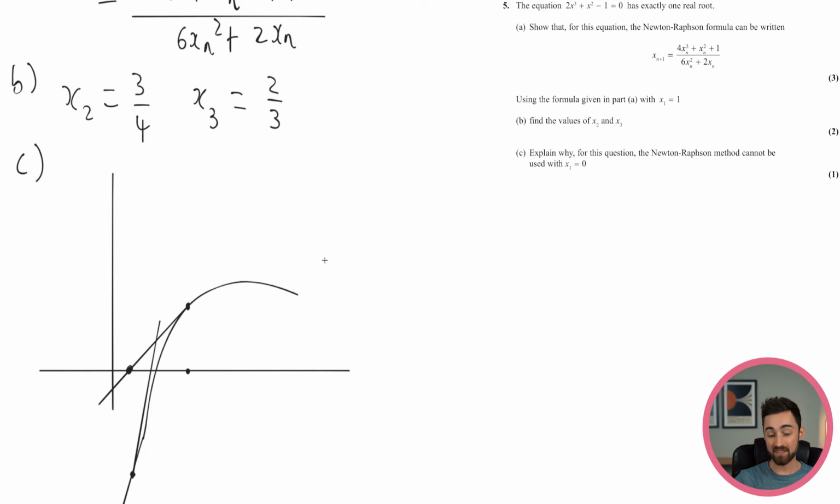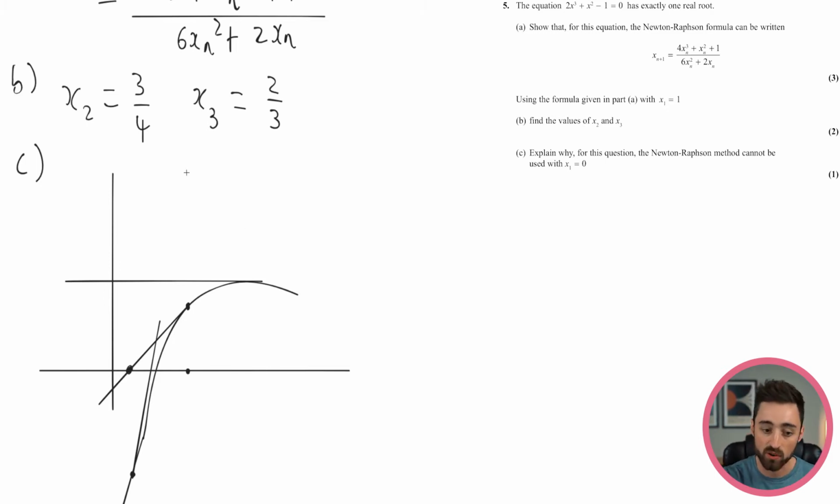What if I have a stationary point on this curve? What if I'm right here and my tangent looks like this? My tangent is completely horizontal, as in it's got a gradient of 0. That ain't hitting the x-axis, is it? So I hope here that for x1 equals 0, I'm going to get this gradient of 0, so it's a stationary point.